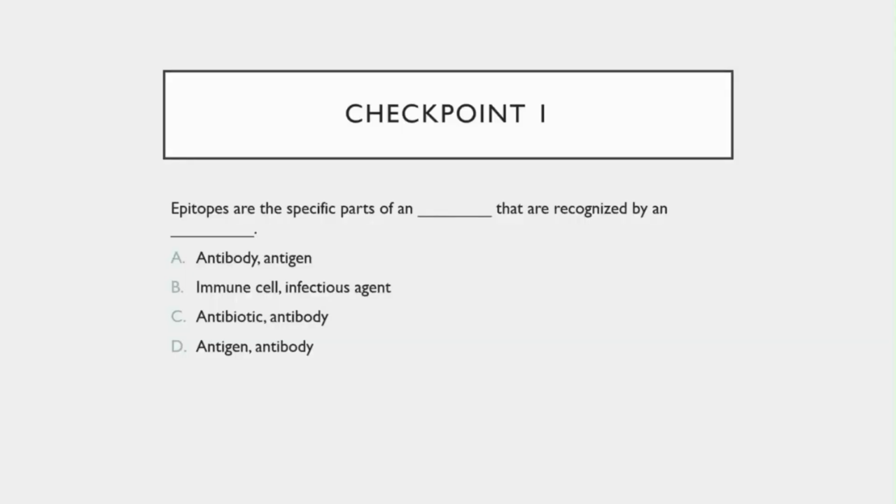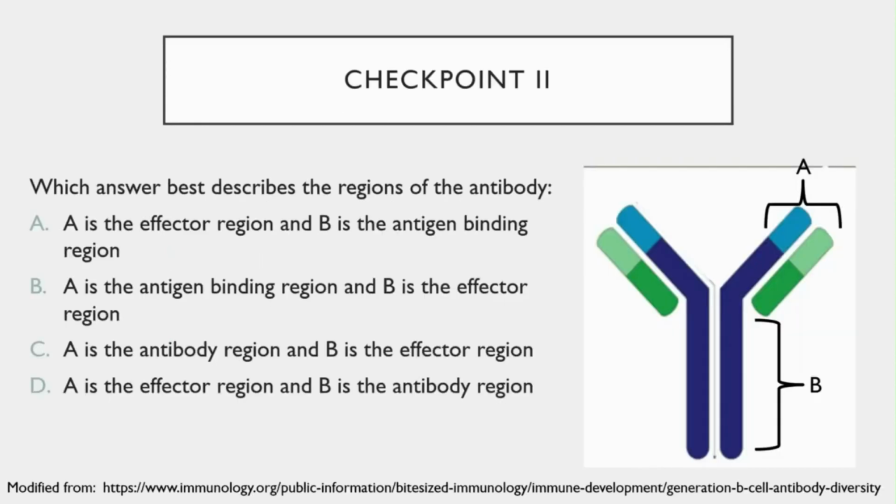Checkpoint 1. Epitopes are the specific parts of blank that are recognized by blank. Checkpoint 2. Which answer best describes the regions of the antibody?